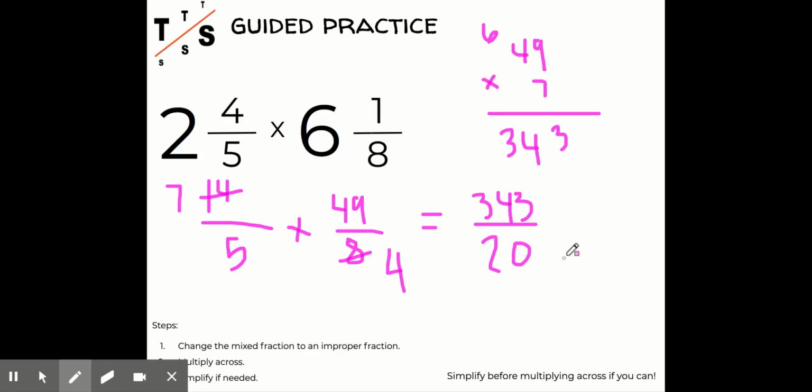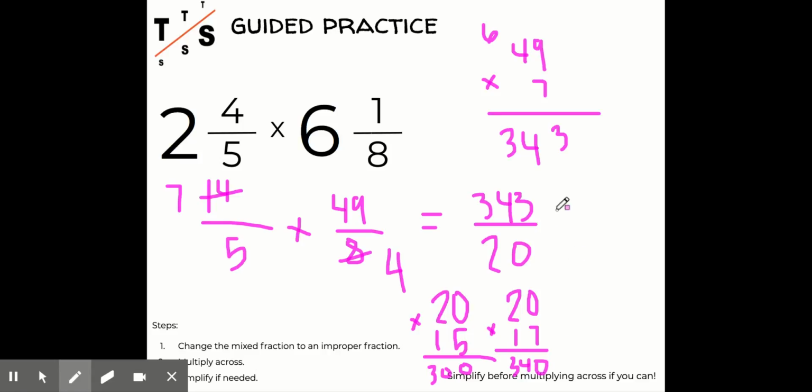So how many times can 20 go into 343? I know that 20 times 10 is 200, so I need to go a little bit above that. I'm going to try 20 times 15. Well, I know that 2 times 15 is 30, so that would actually give me 300. So I'm going to try 20 times 17. And I know that 2 times 17 is 34, and I bring down my 0. So that gives me 340, which is really close to 343. So I know it can go in 17 times.